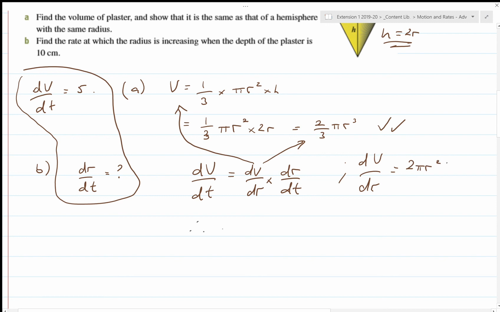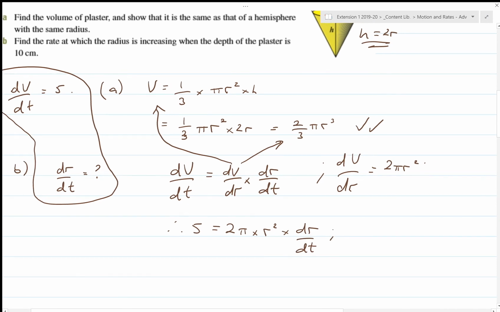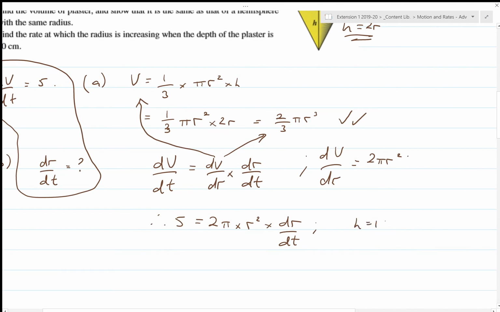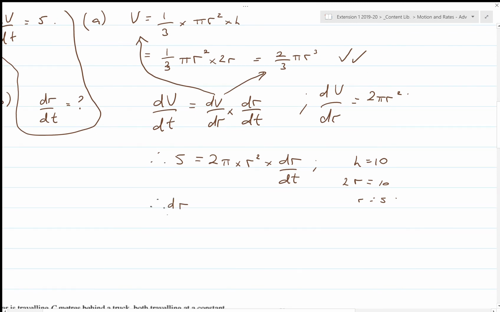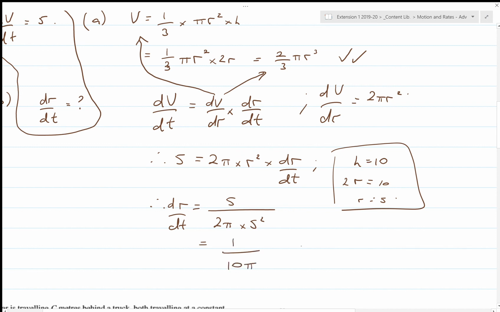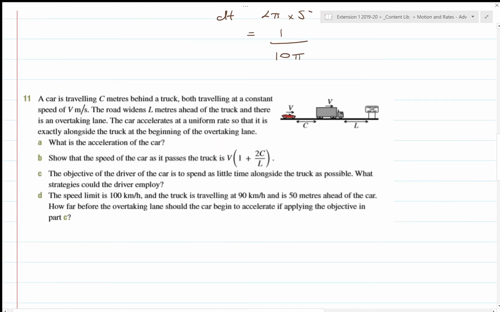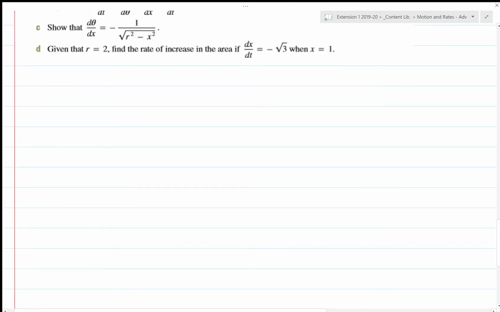Okay, so therefore I get 5 is 2 pi times r squared times the thing I want to know. And it says the depth of the plaster is 10, so h is 10, so 2r is 10, sorry, so r is 5. So therefore, dr/dt is 5 over 2 pi times 5 squared. So it's 1 over 10 pi. Whatever per whatever.